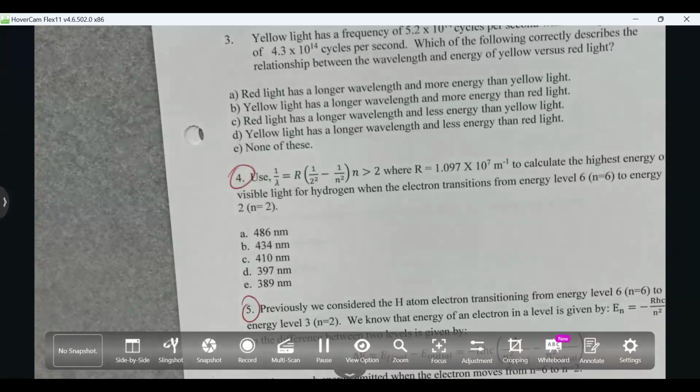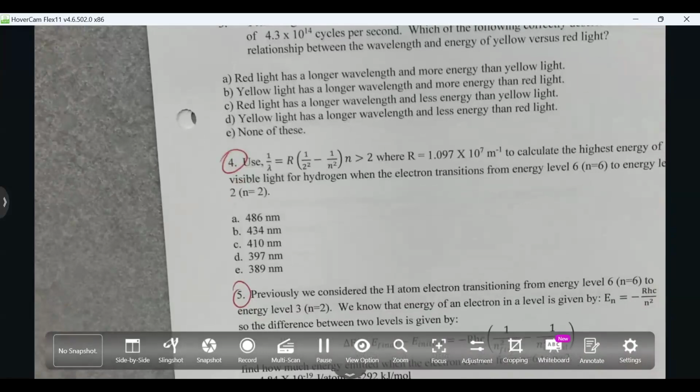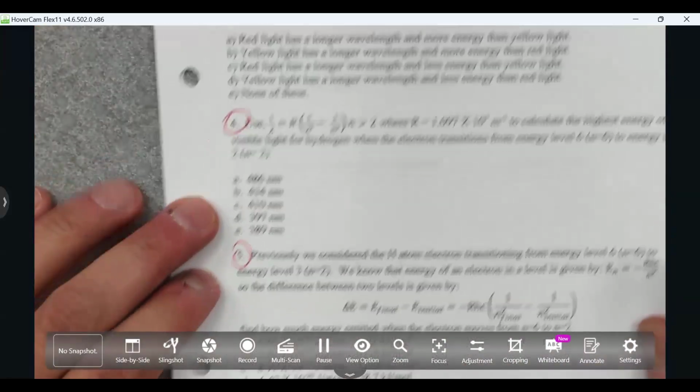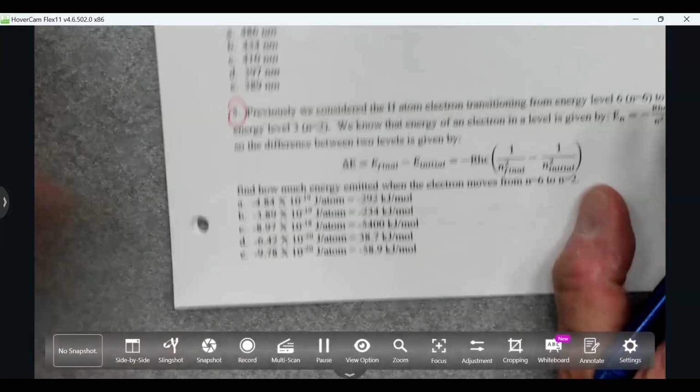All right, let's get started on this quiz. All right. Number 4 here.